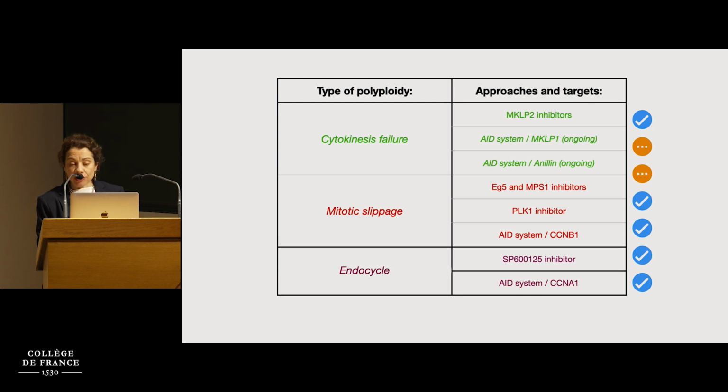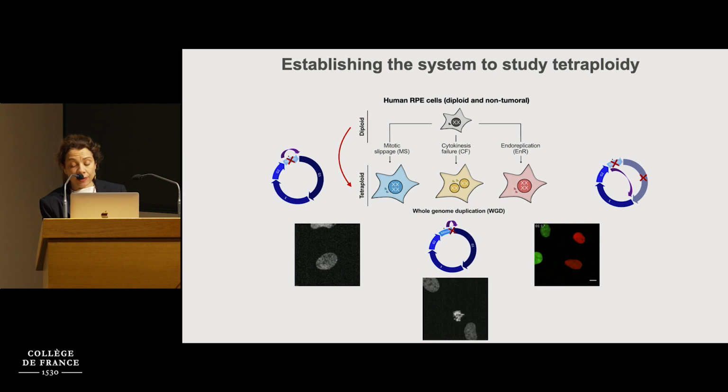The difference in this case is that through endoreplication, there will be an alternate S and G phase, generating double the DNA content, but without going through mitosis. While during mitotic slippage, these cells will enter mitosis, will even condense chromosomes, but then will exit mitosis without anaphase, so they only have one nucleus. And in cytokinesis failure, they will generate two nuclei, as you can see over here.